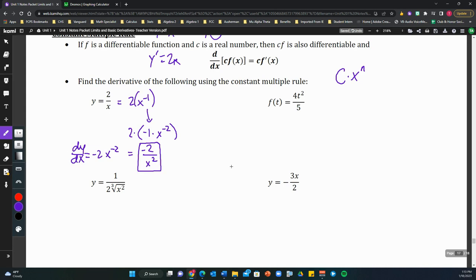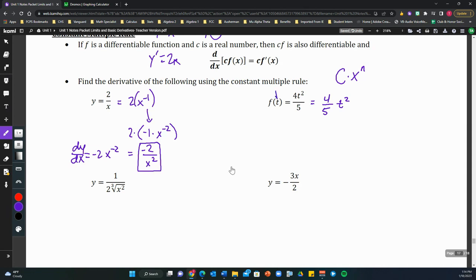Next, 4t squared over 5. Sometimes the constant multiple out in front can be a little bit trickier to identify. In this case, it's not just 4 that we're multiplying by, it's actually 4/5. So when you write fractions like this and the denominator is just numerical, we can actually pull it out in front. So you just pull the 4/5 out in front, and this becomes 4/5 t squared.